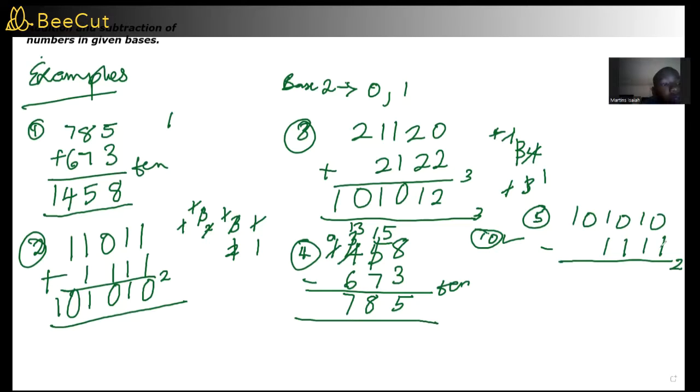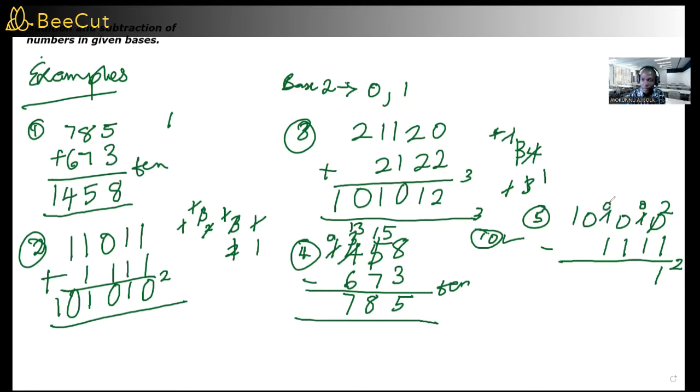Is 0 minus 1 easy? No, because this is 0. So you are going to borrow 1. It becomes 0. And the one you borrow, the value is 2. So 2 plus 0 gives me 2. 2 minus 1 is 1. And 0 minus 1 is not possible, and this is also 0.